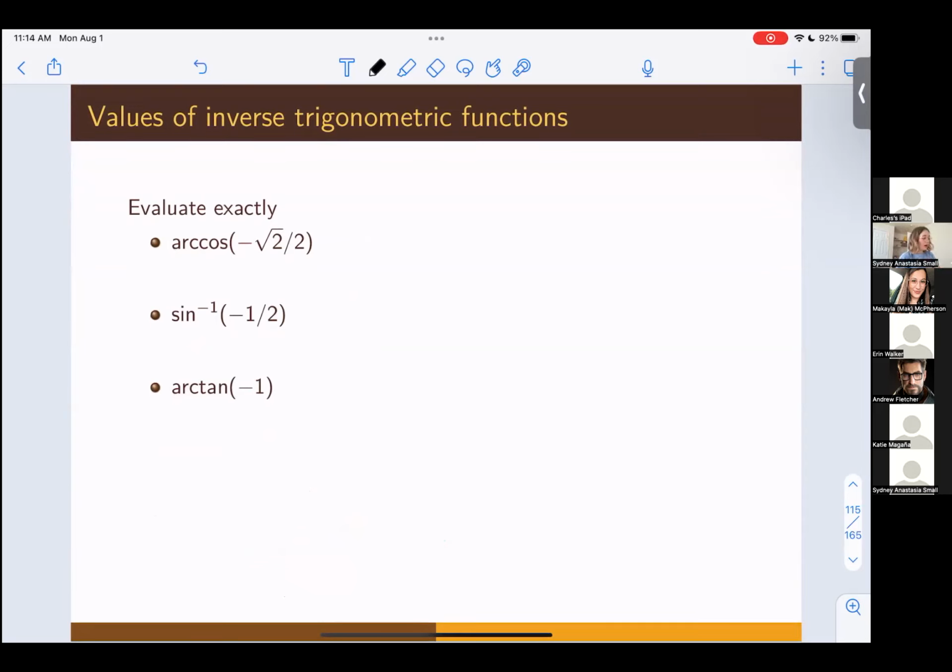Now I need to think about where in these quadrants does the tangent function evaluate to -1, i.e., what angle in these two quadrants gives us a tangent of -1, i.e., a slope of -1, i.e., probably the same thing over the same thing but negated. Well, that happens with √2/2 over -√2/2. That angle is precisely right here.